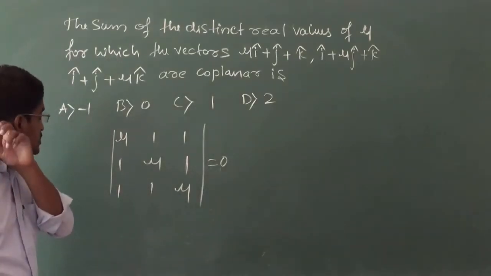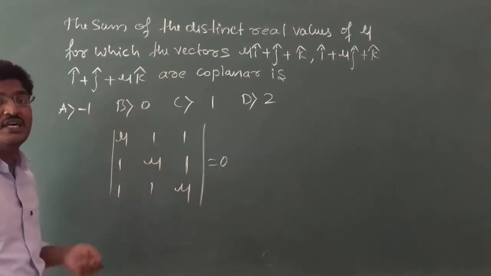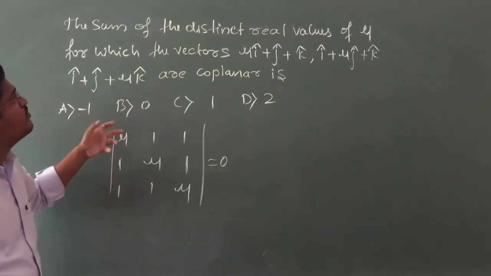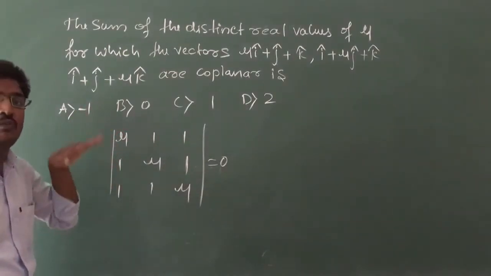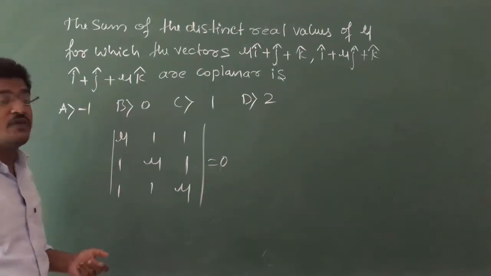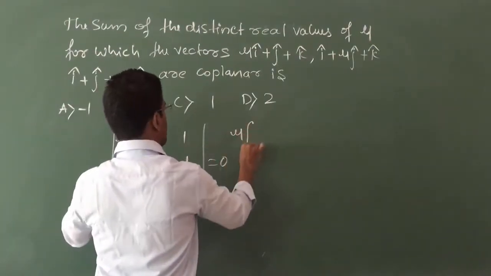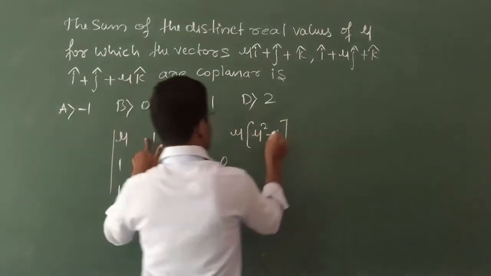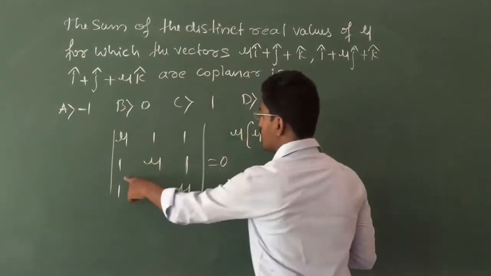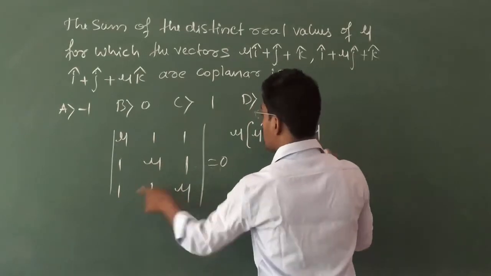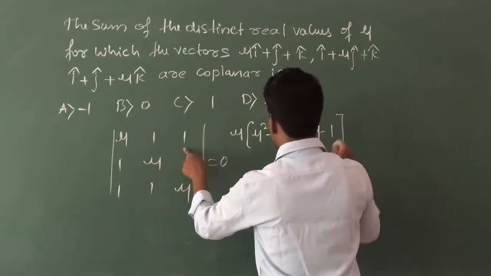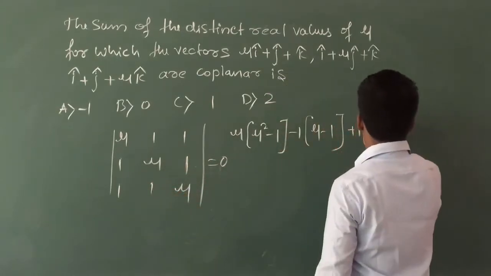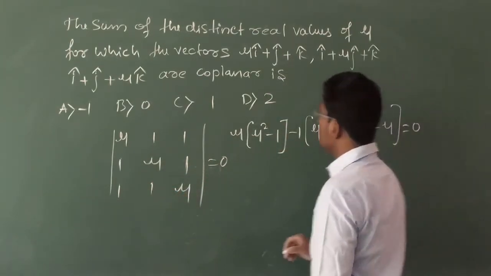Clear, students? So from this, if you simplify it, you will get the answer. That is, what will be the sum of two distinct values of mu. Clear? So if you want to simplify it, mu times of mu square minus 1, minus 1 times of mu minus 1, plus 1 times of 1 minus mu must be equal to 0.